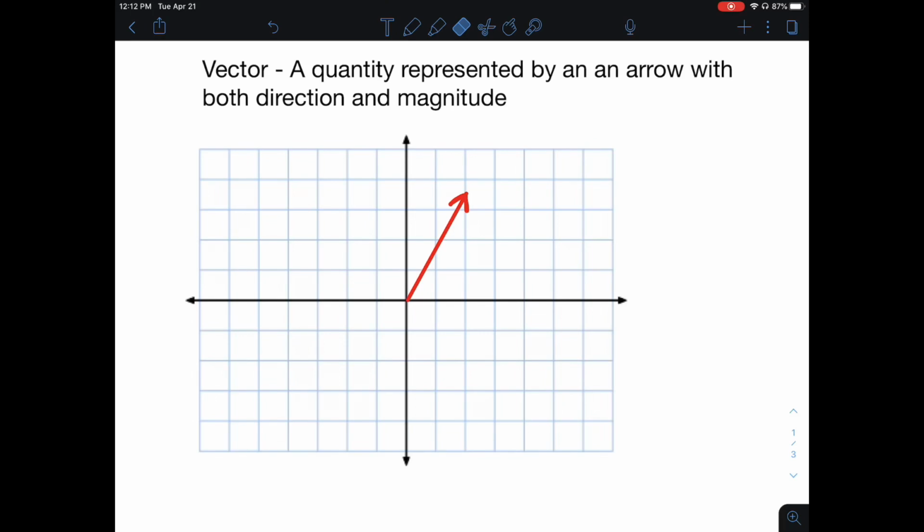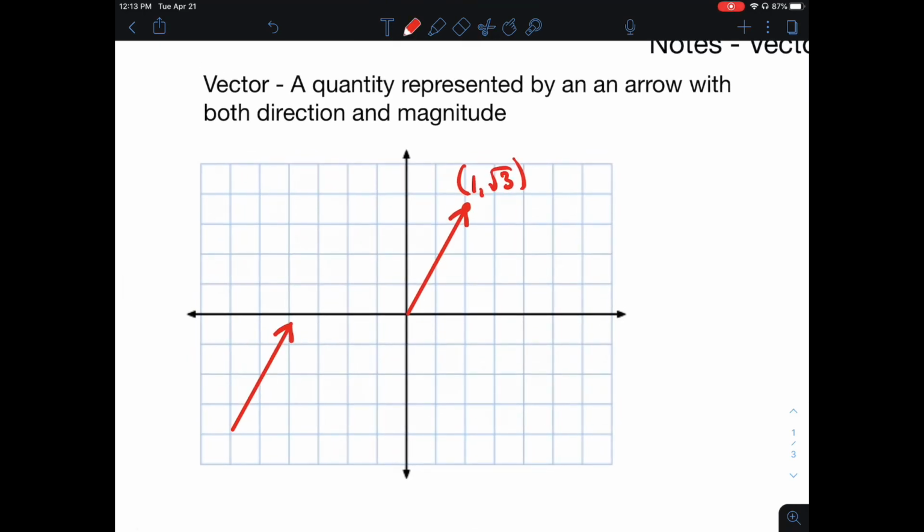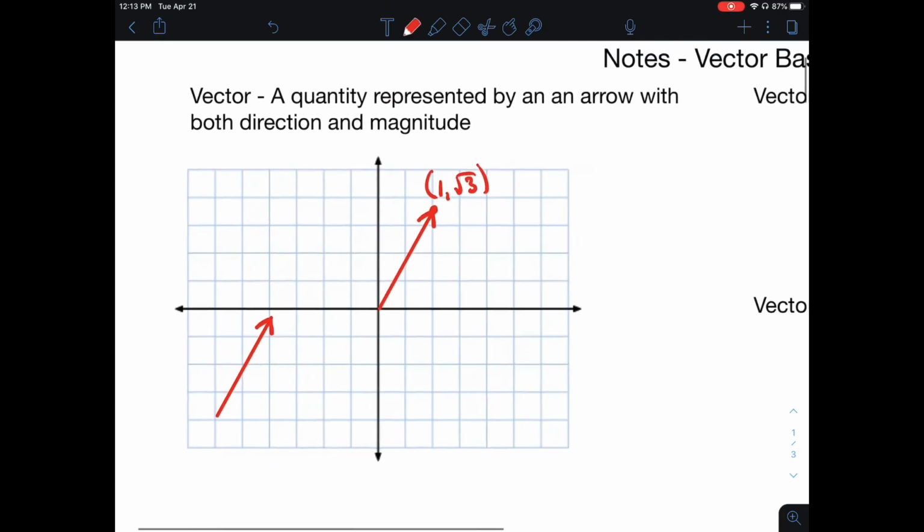There's a picture that I have drawn here of a vector. And let's say that this vector starts at the origin and ends at the ordered pair, well, let's say (1, square root of 3). Now, if I were to take this same vector and move it someplace else, like so, that vector has the same magnitude and direction. So let's discuss what magnitude means and what direction means. So magnitude simply means, in this context, the length.